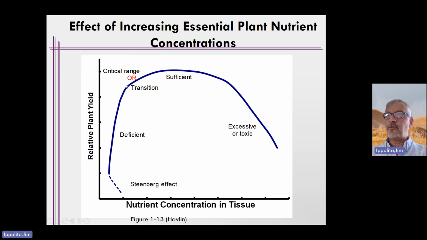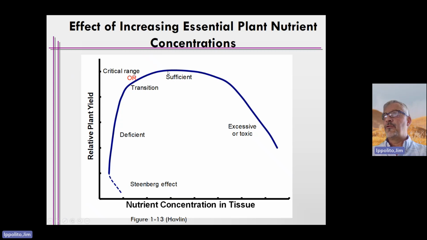Then there comes a point on this curve where there's a transition zone or critical range or critical zone. We might just call it for this class critical range or transition. This is an area where you're between about 90 to 100% relative crop growth or crop yield. And this area is where if you add a little bit more fertilizer, you don't see a great return on investment in terms of output from a system.